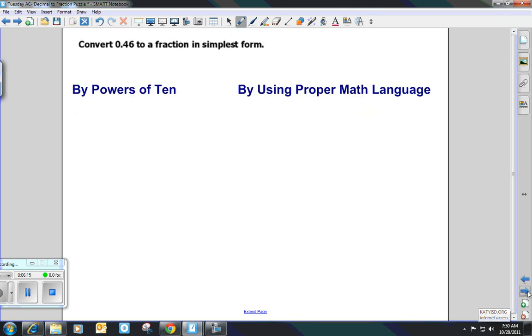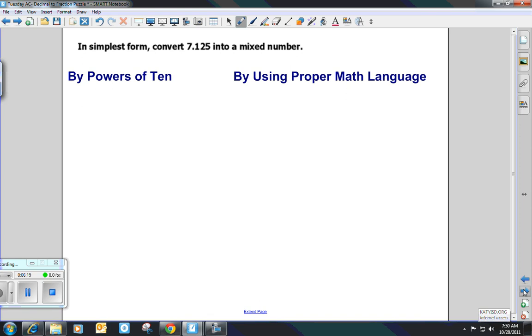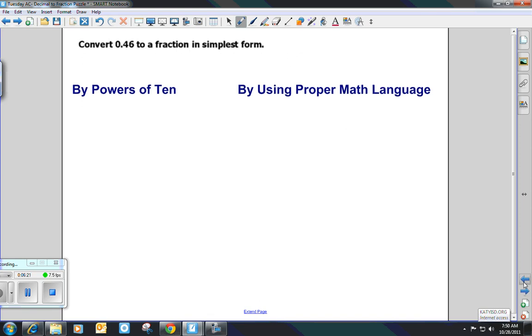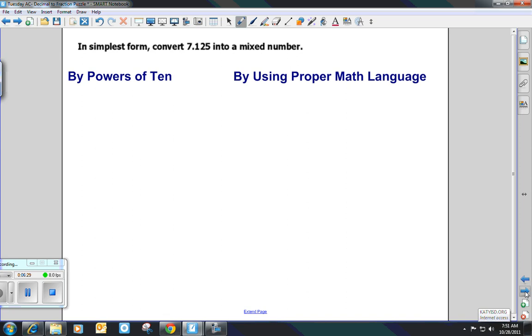Okay, let's see how many more examples we have of this. Okay, here's a mixed number. I'm going to have you do this one on your own: convert 46 hundredths to a fraction in simplest form. Use both powers of 10 and math language.